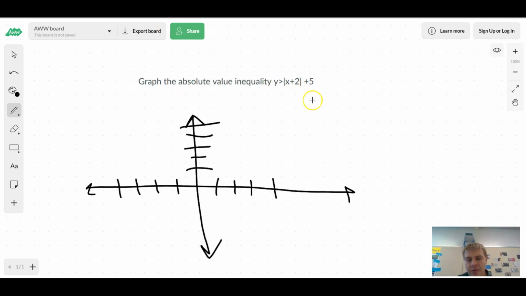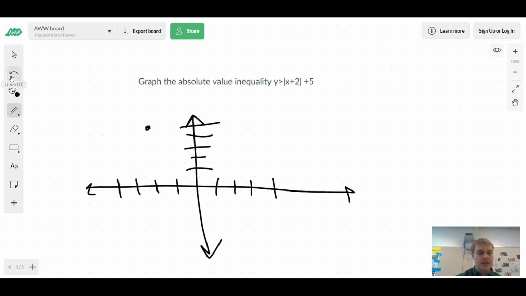Okay, we're going to graph this absolute value. Again, you should go, oh, this means it's going to start up 5, and it's going to start left 2, because again, this is opposite, so we're going to shift and go left 2 and then up 5. There's my starting point. Because this is an absolute value, it's going to make some kind of V shape. So there's my V shape.